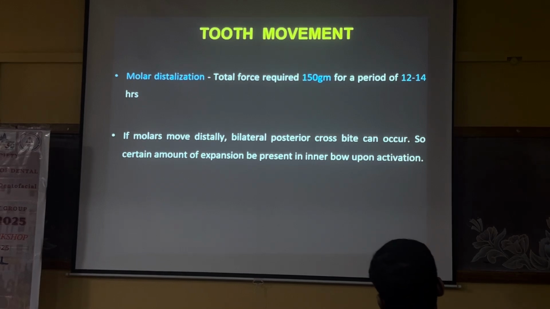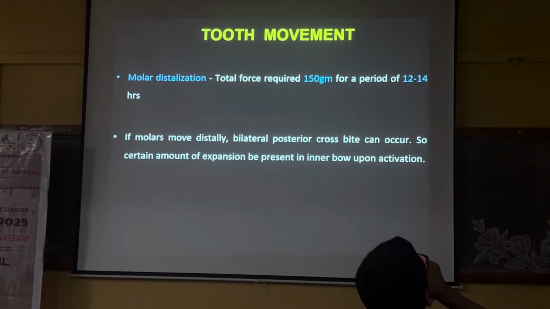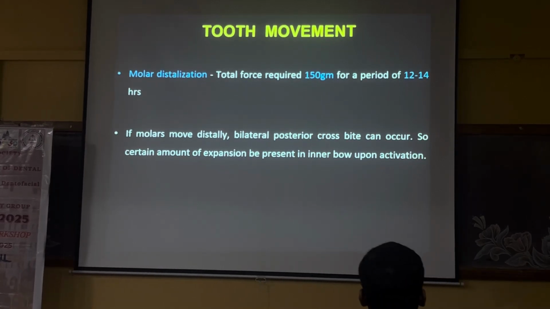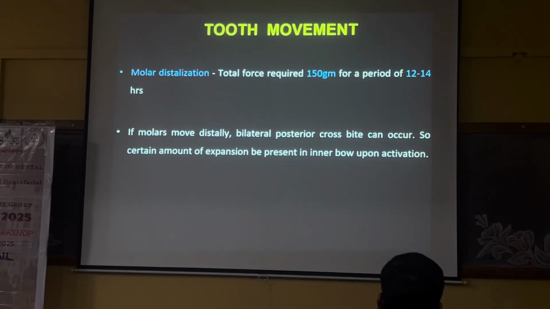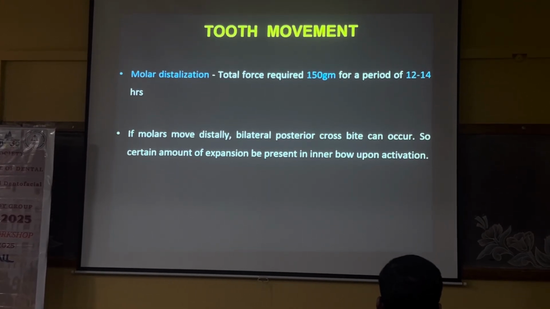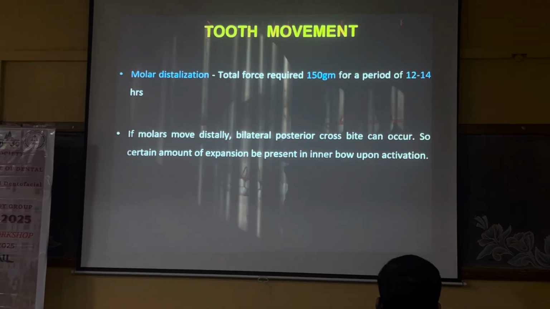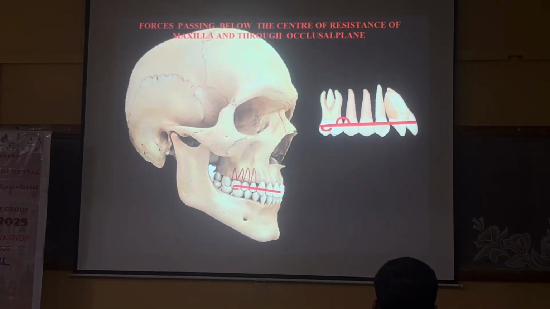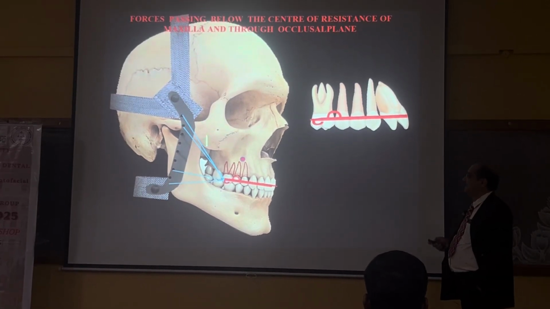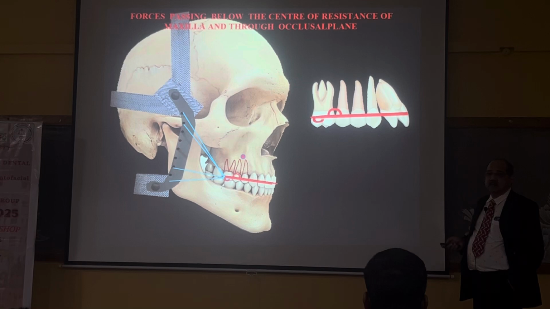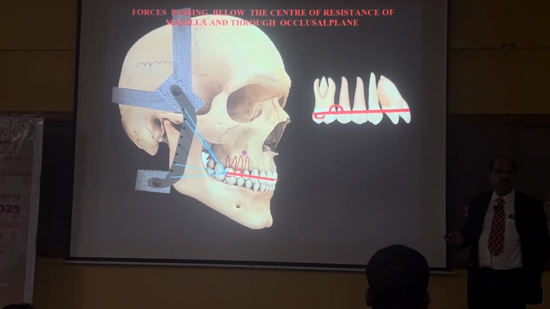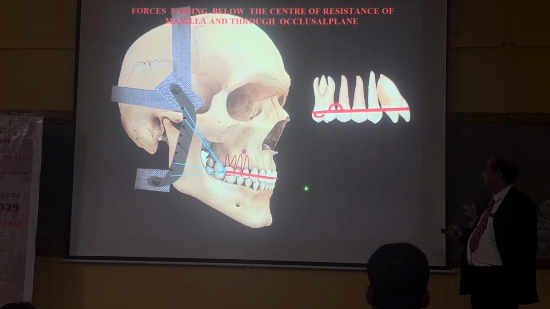So that was mainly the headgears being used, high pull and cervical pull, for skeletal changes in growing children. Now it can be used for tooth movement also. It can be used for distalization especially. It depends on how you want the occlusal plane. If you want to tip the occlusal plane, this is an Interlandi headgear.